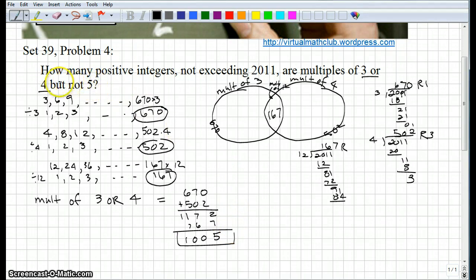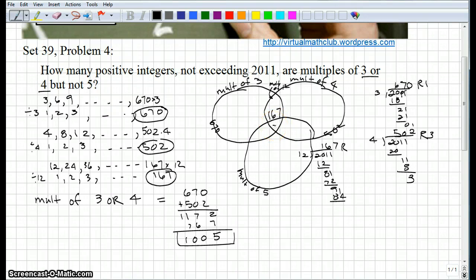And we're not done yet because we want multiples of 3 or 4, but not 5. Okay, so there's some multiples of 5. So I'm actually going to draw another circle here to represent the multiples of 5. Ooh, that's kind of a lopsided circle, but you get the idea, right? So these are multiples of 5. And some of these multiples of 5 are also going to be multiples of 3, like 15, or 20 will be a multiple of 4 and 5, and then some will be multiples of all 3.